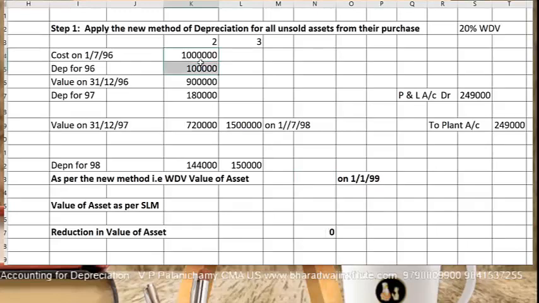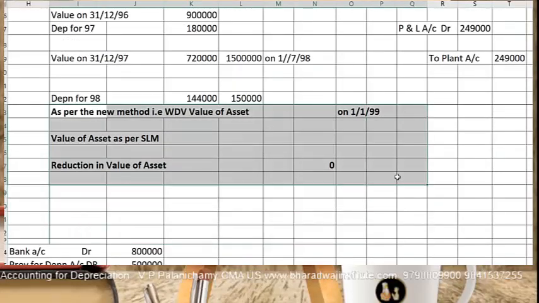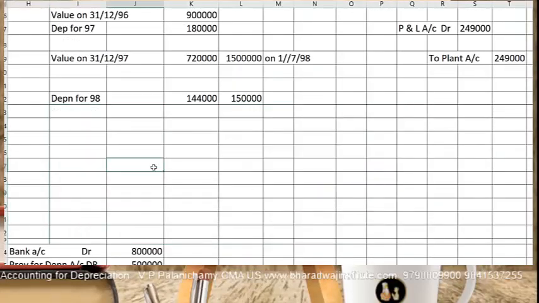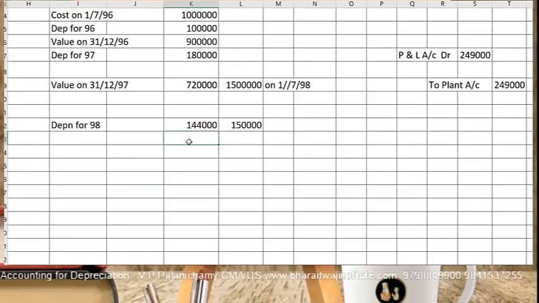So cost of the asset 10 lakhs minus 1 lakh first year, 9 lakh into 20%, 1 lakh 80, 7 lakh 20,000, depreciation for 98, 1 lakh 44. Okay, so this is 1 lakh 50,000. All these workings we have done already. This will give us balance on this date. This we have done already. This working we have done already. You need not do this again. So this is the value of asset.